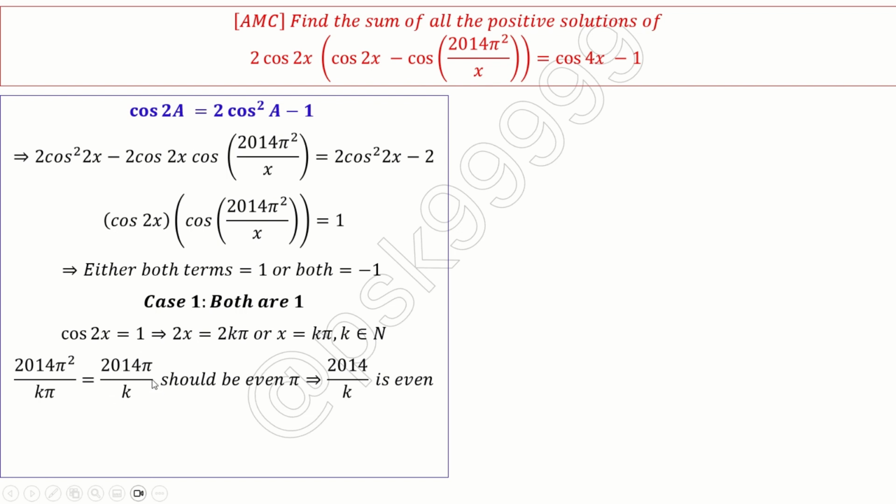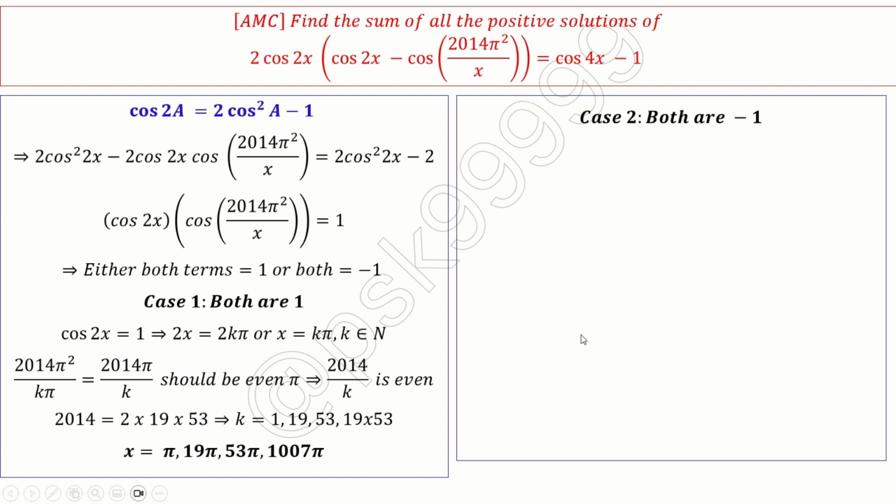For this to be even, we need to find the factors of 2014 and see how we can keep it even. 2014 is nothing but 2 into 19 into 53. 19 and 53 are primes. So you cannot cancel the 2, it has to be even. k cannot be even. So k equals 1 is possible, 19 possible, 53 possible, 19 into 53. These are the four values possible for k. Which means x is equal to pi, 19 pi, 53 pi and 1007 pi. These are the possible values of x.